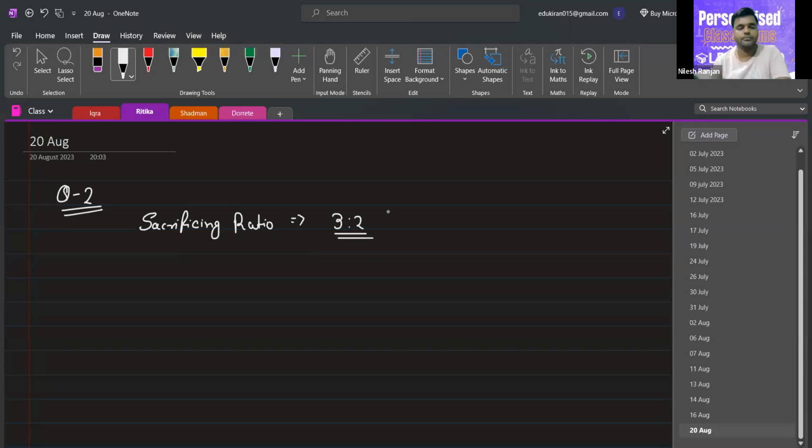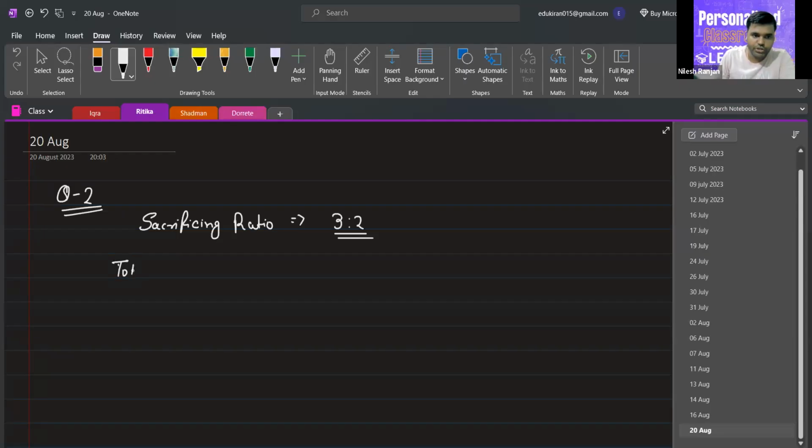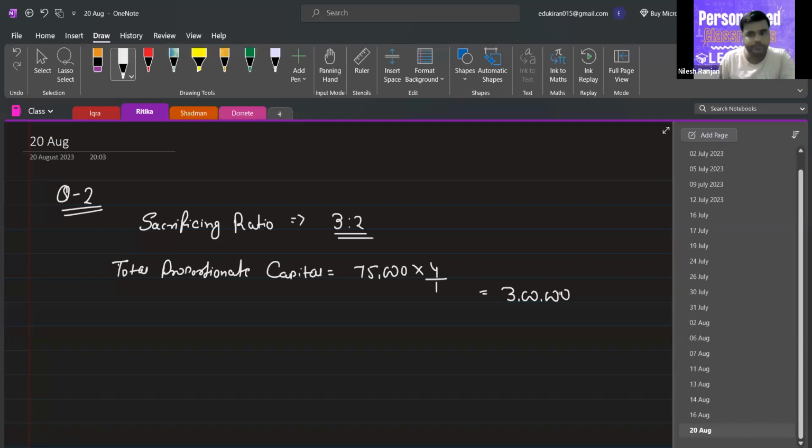Now, Atul brought 75,000 as his capital. Calculate the value of goodwill of the firm and record necessary entries. So 75,000 for 1/4 share. So total proportionate capital will be 75,000 into 4, or you can say 4 by 1. So it will be 3 lakh.